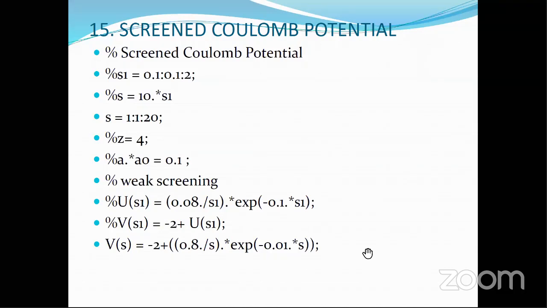So minus 2 plus 0.8 s for L equal 0. I'm sticking to L equal 0. Exponential minus 0.01 times s. That means I have assumed very weak screening. If I would have taken this term not 0.01, rather let's say 10, then it would have been a strong screening.